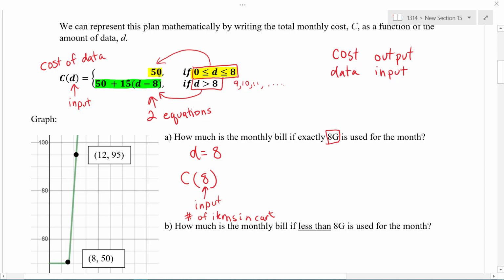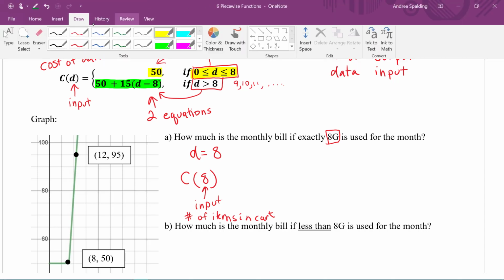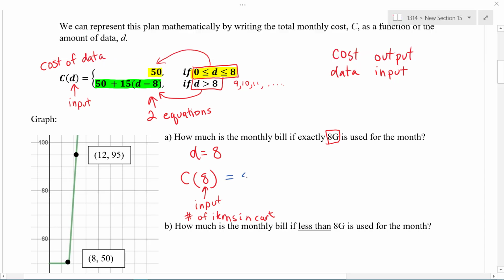So the answer is exactly 50. That's our equation, it's just 50. That makes sense if you think about it: if you use 8 gigabytes of data, then your bill is going to be that set fee of $50.